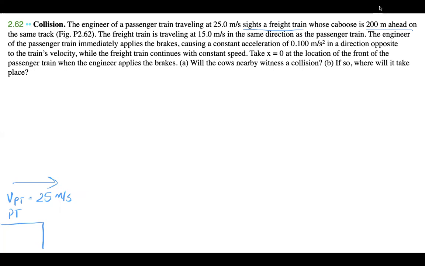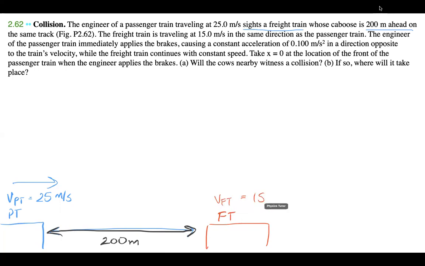Then 200 meters ahead, we see another train. Let's make this the red freight train. This freight train is 200 meters ahead. It's moving at, so let's label this, V freight train equals 15 meters per second. And it's going in the same direction as the passenger train. So we said the passenger train is going in this direction, so the freight train is also going in this same direction.